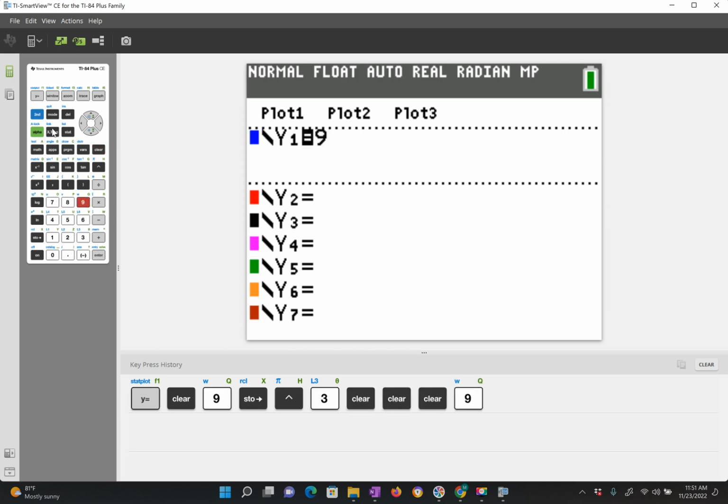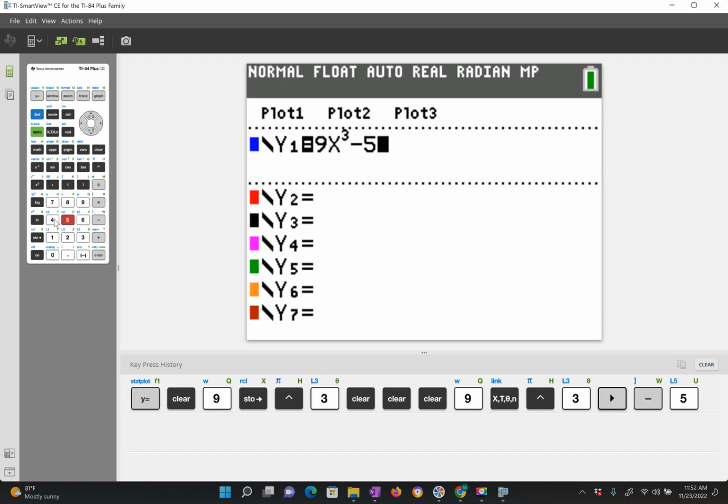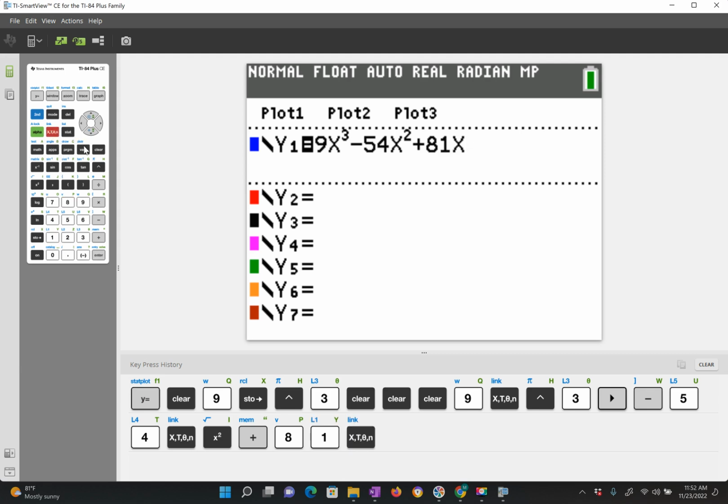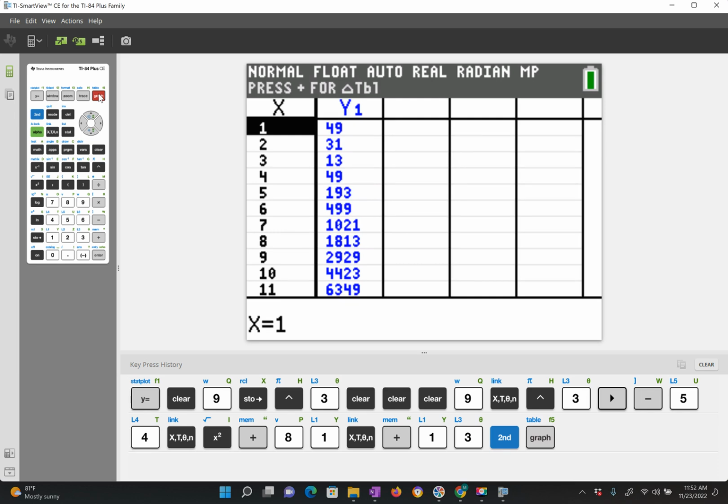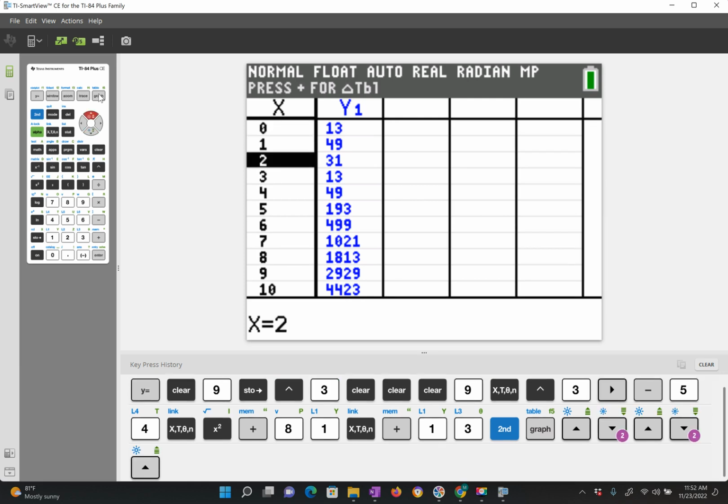It's so picky. 9x raised to the third minus 54x to the second power plus 81x plus 13. So once you do that, you can go to second graph, and they're looking for, notice that this is already telling me that there's something funny going on here. I'm thinking possibly at 1, f of 1 is equal to 49.